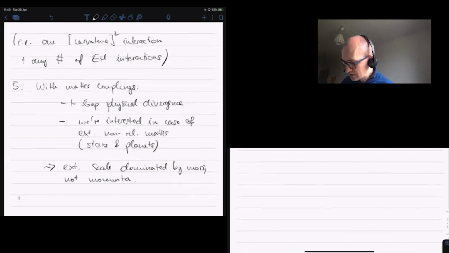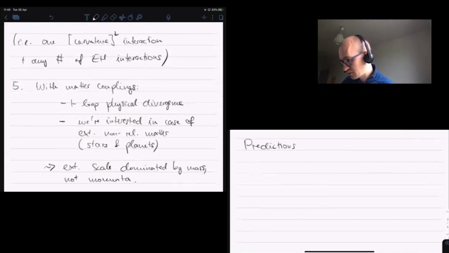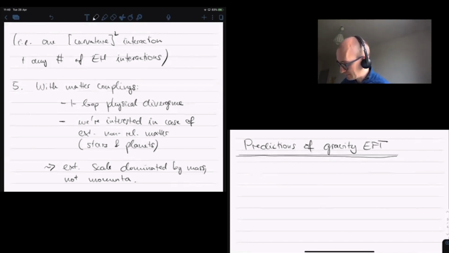So let's do predictions of gravity EFT. And we will also comment, of course, on its eventual downfall, meaning where this approach actually breaks down, and what we do to go beyond that.